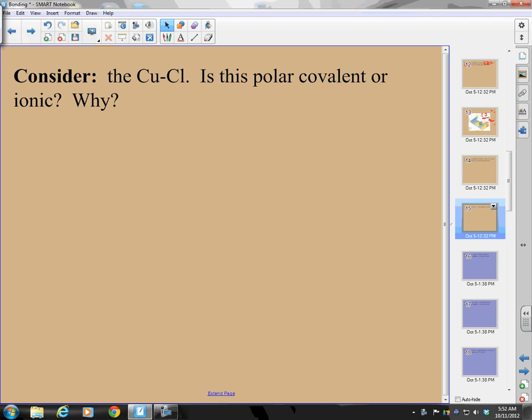Well, here we go into part 3 of bonding. And what have we learned so far about bonding? At least last time, we talked about two major types of bonding. We said there is ionic and that there is covalent.